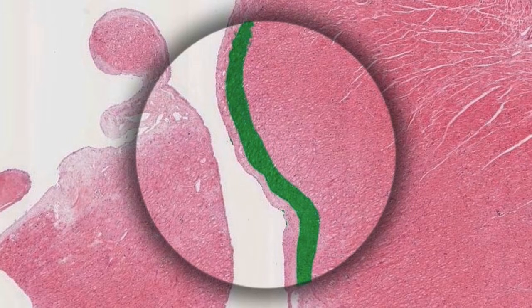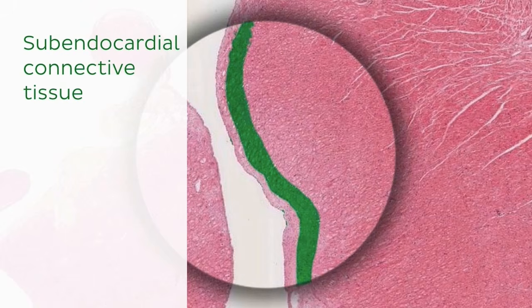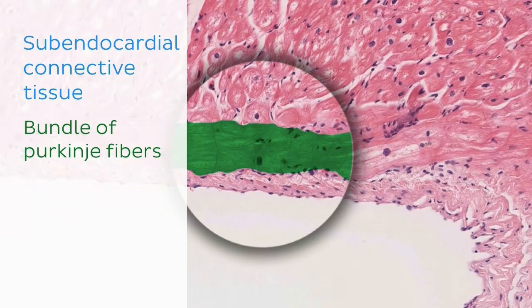The deep part of the endocardium is composed of loose connective tissue, seen here in this micrograph. This deep layer of the endocardium fuses with the myocardium. So basically, the subendocardial connective tissue joins the endocardium with the myocardium. It contains large cardiac muscle cells called Purkinje fibres that you can see here on your screen.